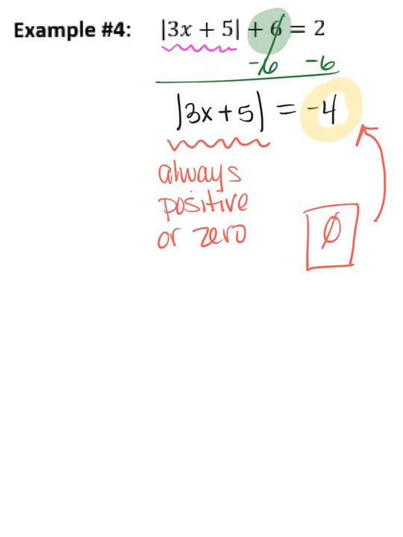So be on the lookout for when your absolute value bars are equaling a negative quantity. Recognize it right away. No solution. Voila, you're done. So that's your special case to look out for. And you are good to go solving absolute value equations.